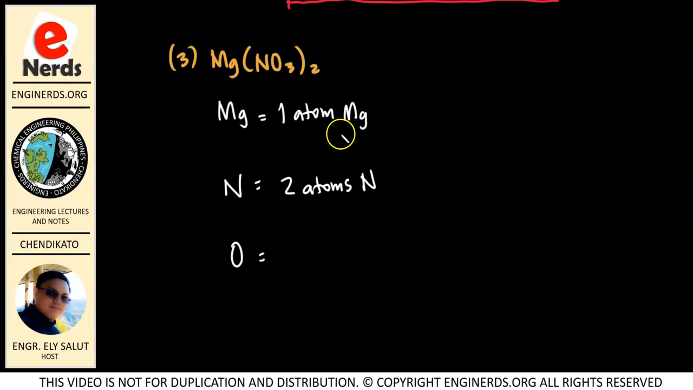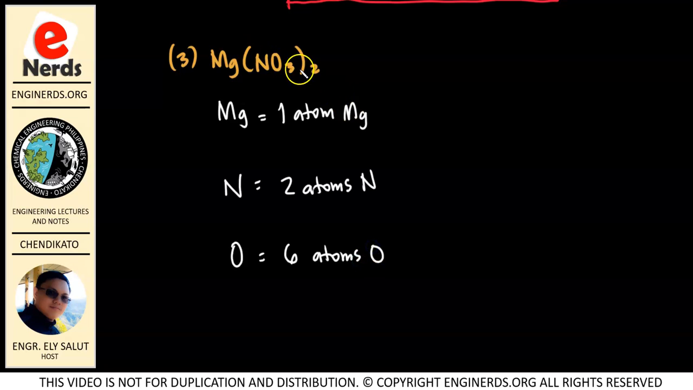Now, how about for oxygen? As you can see, meron tayong subscript dito na 3, no? Para sa oxygen. So that means we have 3 atoms of oxygen. So, we need to consider that. Pero, nasa loob siya ng ating parenthesis, then that means we need to multiply itong subscript ng oxygen dito sa subscript na nasa labas ng ating parenthesis. So, we will have 3 times 2 will be equal to 6. So, we have 6 atoms of oxygen.